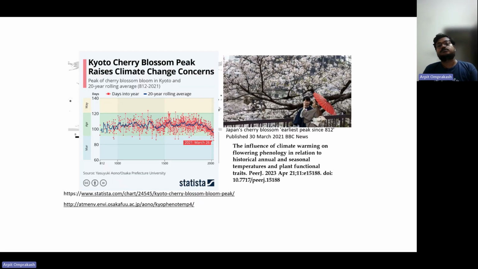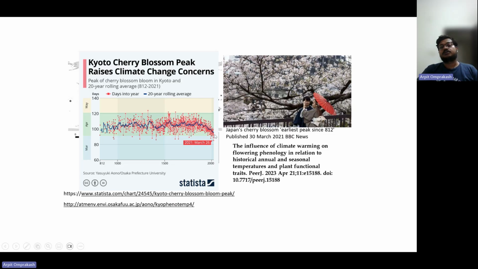One example of that is a study which shows that cherry blossom is a national phenomenon in Japan, where they have a lot of these different trees. What they have tracked, across the years, from the 1800s to 2000, is when the peak of cherry blossom bloom in Kyoto happens. And what they found out is that the peak is slowly reducing.